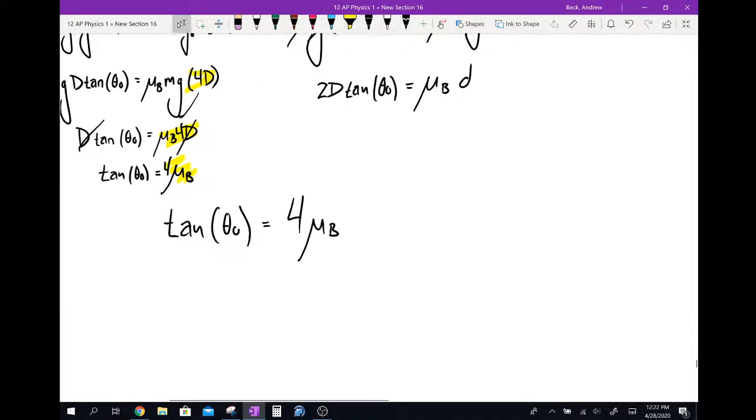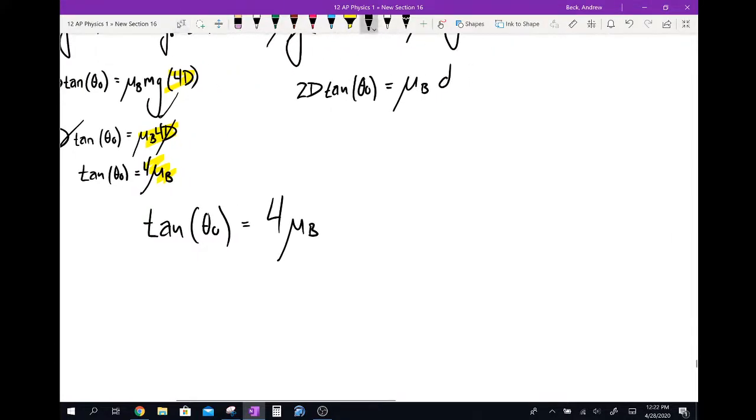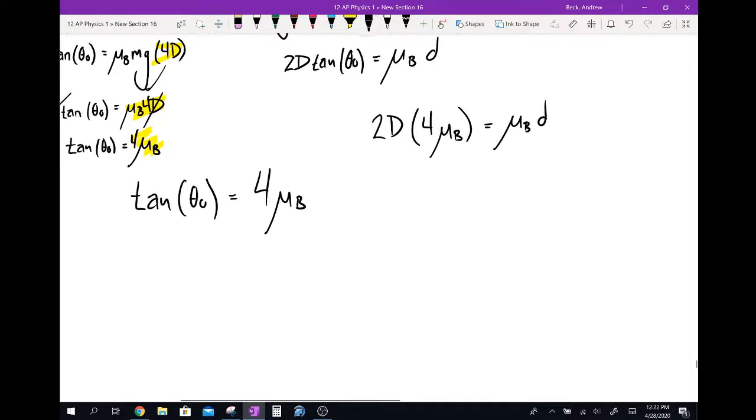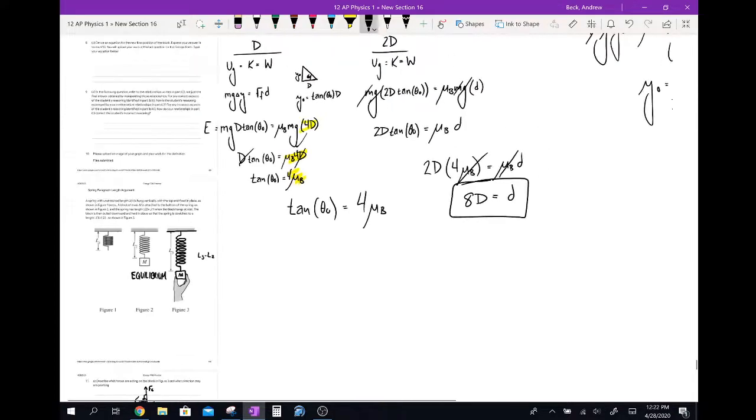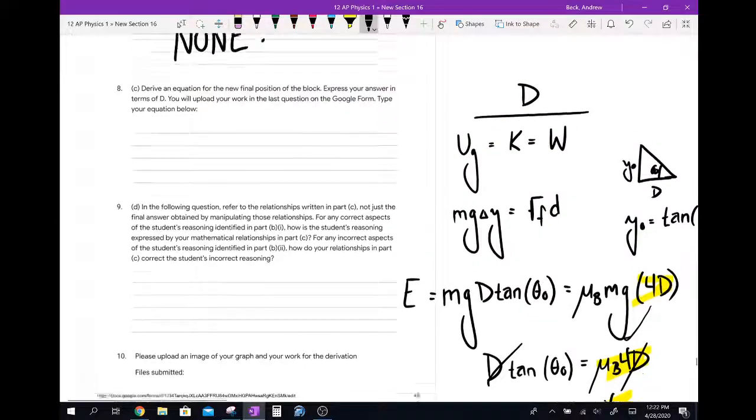So then we can do that same substitution like we said we were going to do. 2d tangent of theta naught is equal to 4 mu b is equal to mu b times some displacement that we're solving for. Cancel that out. 8d is equal to our displacement. There we go. That worked out a little bit better.